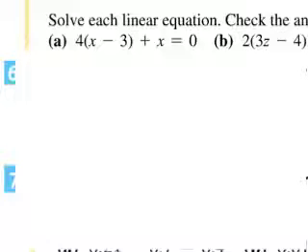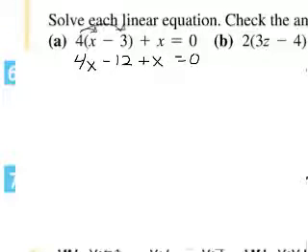Okay, so let's solve this one. We have distribution right here. 4 times x and 4 times a negative 3. That will give us 4x minus 12 plus x equals 0. So now we are at the point where we'll combine like terms on the left. So we get 5x minus 12 equals 0.